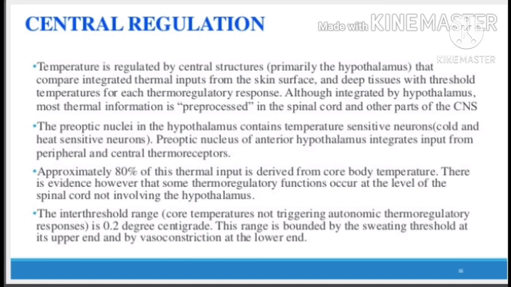And there is no doubt that the thermal centers, the central temperature regulatory centers, are located on the hypothalamus. So central thermoreceptors are also located in the hypothalamus.